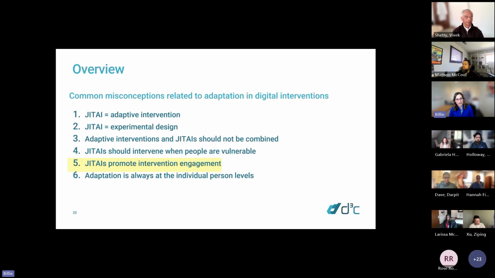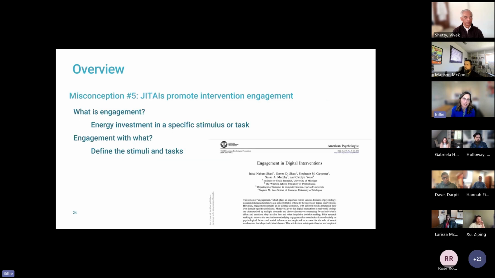All right, the fifth misconception, we're almost there. Jedis promote intervention engagement. Okay, let's talk about engagement. I love talking about engagement. Engagement, in my opinion, is not well defined. It seems like we always use that term, but we forget to define it.